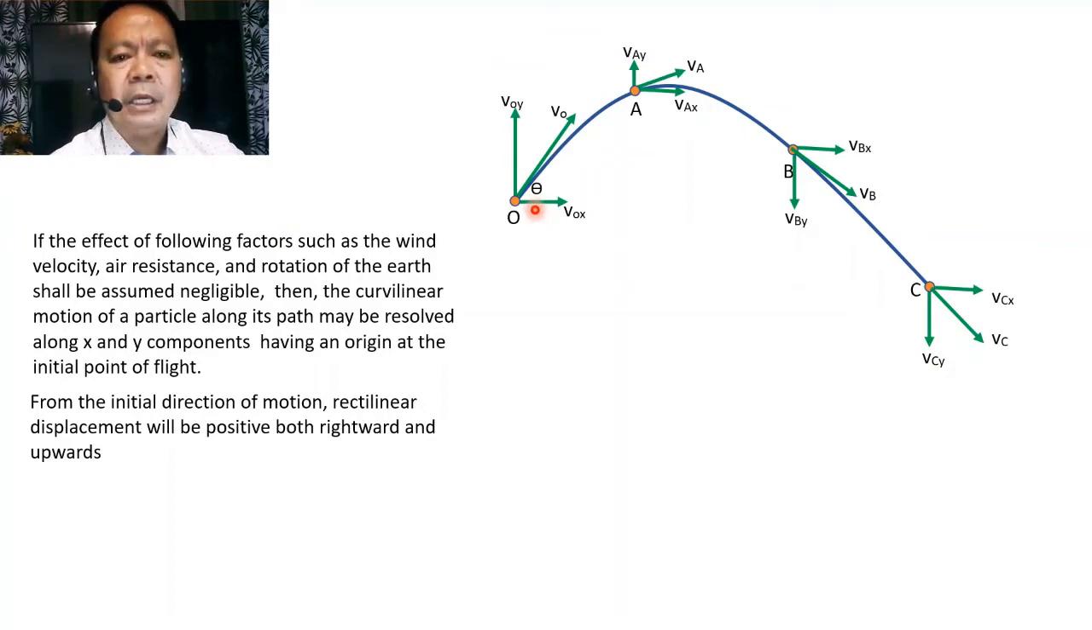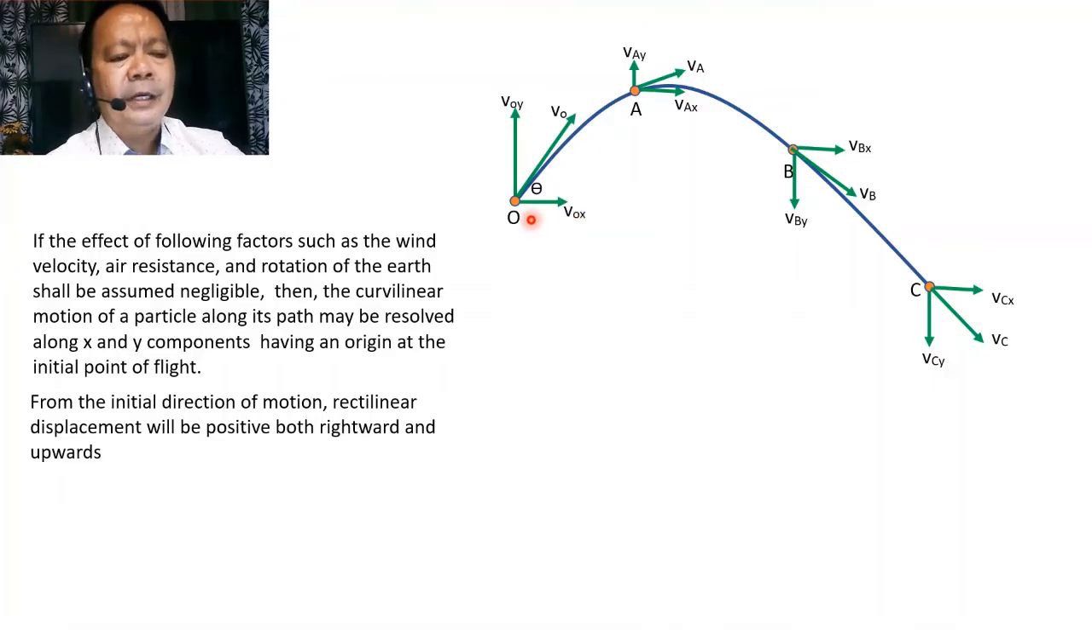So sabi dito, from the initial direction of the motion from here, the rectilinear displacement will be positive, okay, if it is directed in the rightward and the upward direction. Halimbawa sabihin natin, after some time, the particle is already at point A where it is already above the original position at O. Therefore, the displacement at point A will be treated to be positive kasi ang kanyang naging position is above. While it has moved to the right, therefore, along the x-axis, the rectilinear displacement will also be positive.